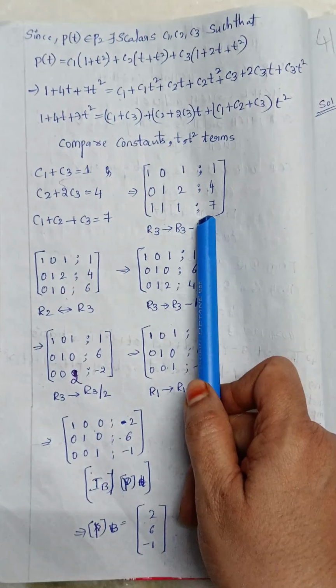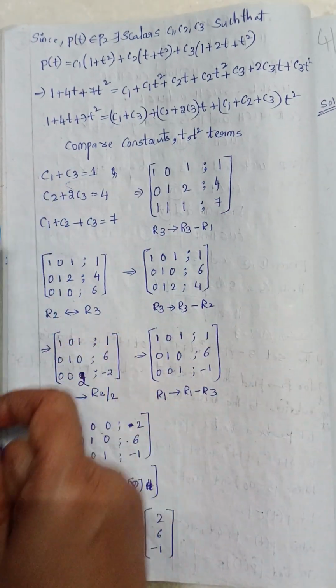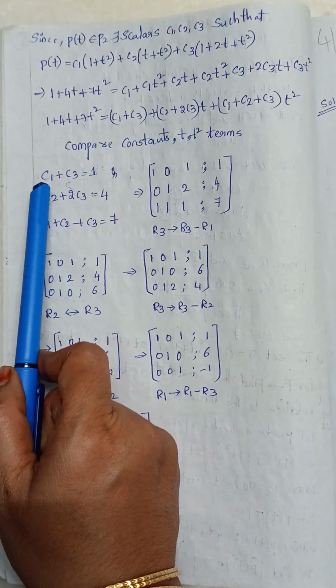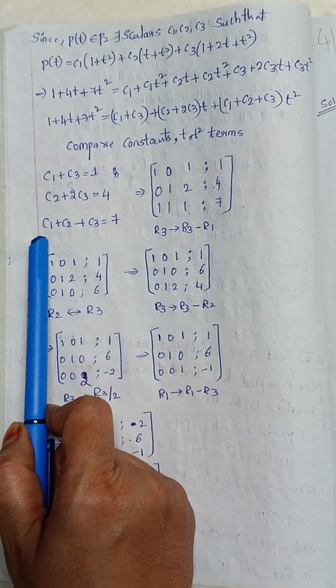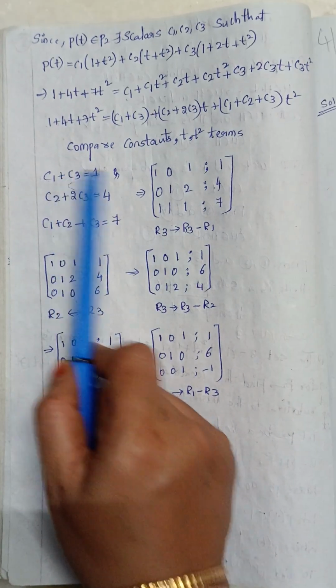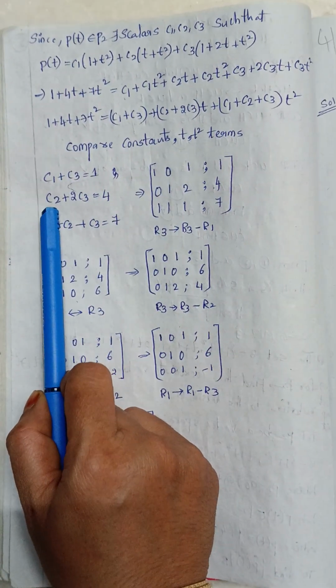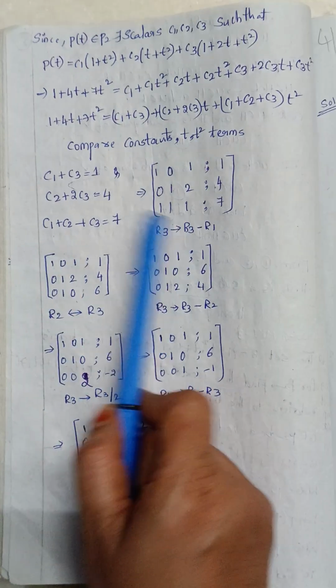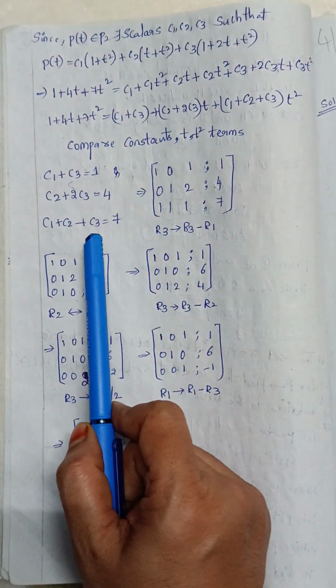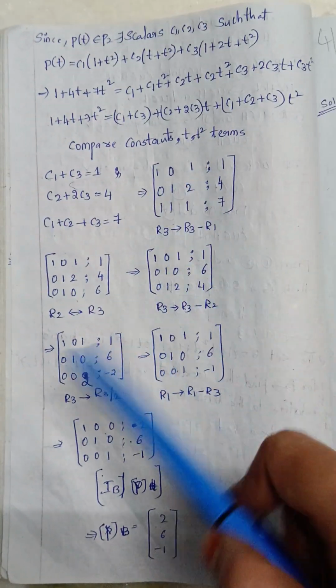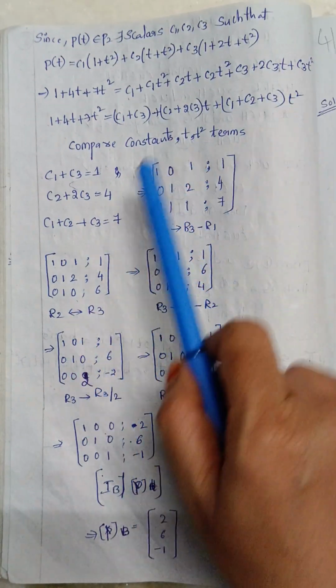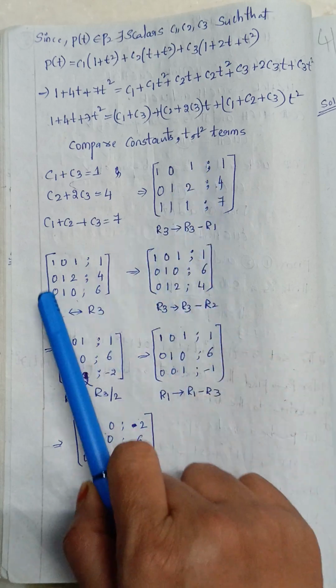Now converting into matrix form by taking the coefficients of c1, c2, c3. What are the coefficients of c1 here? 1 here. Here there is no c1, so 0. Here 1. Similarly c2 is not there, so 0. c2 is 1 here, and c2 is 1. c3 coefficients 1, 2, 1, and the right side values. Now it should be converted into the identity matrix. So here 1, 0.